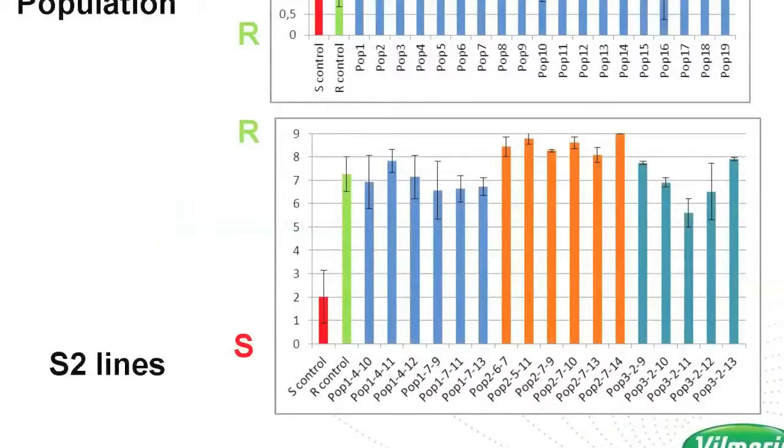And what you can see, I tried to group by colors the lines, the S2 lines having the same origins, and you can see some very high level of resistance. So it shows that screening wild populations, I mean, I will not convince Emmanuel about it, but it's very valuable for breeding. Okay. So that's when you can screen directly.